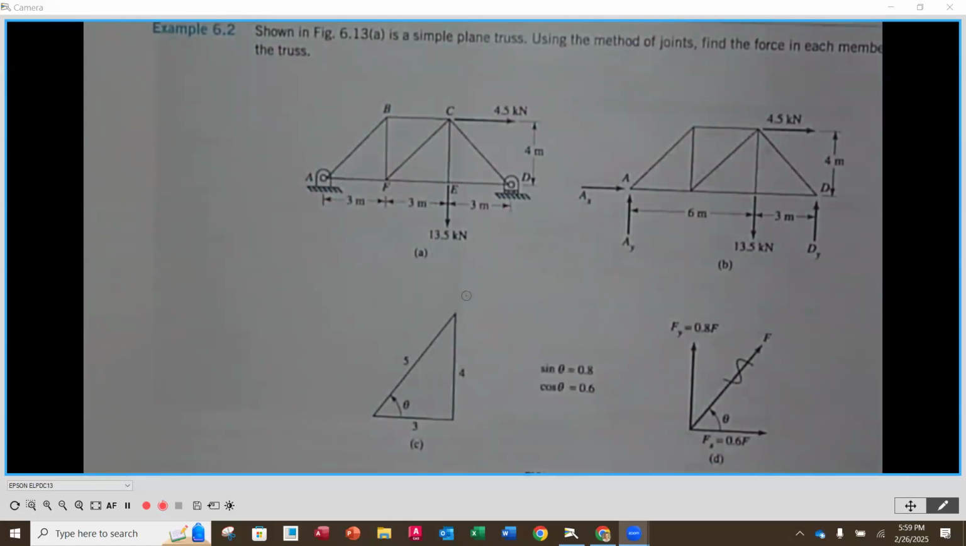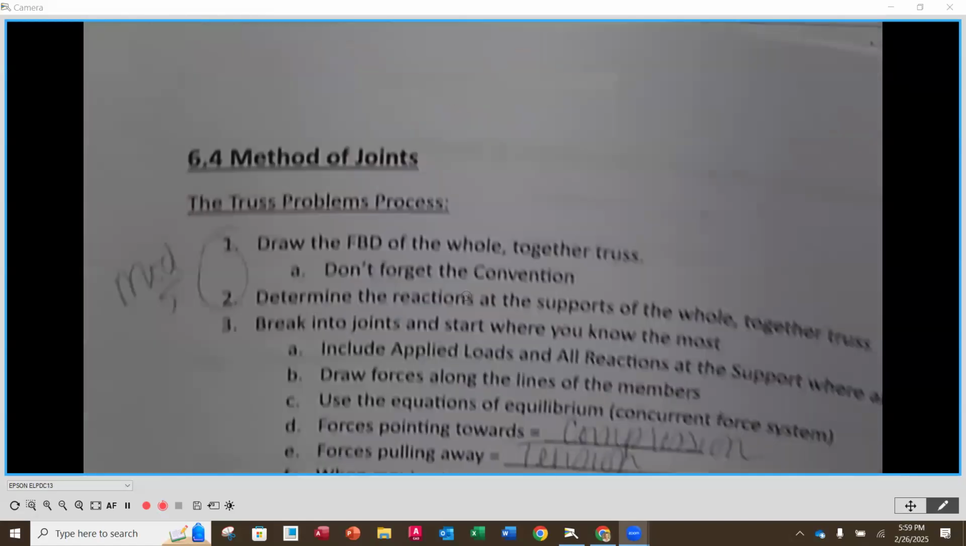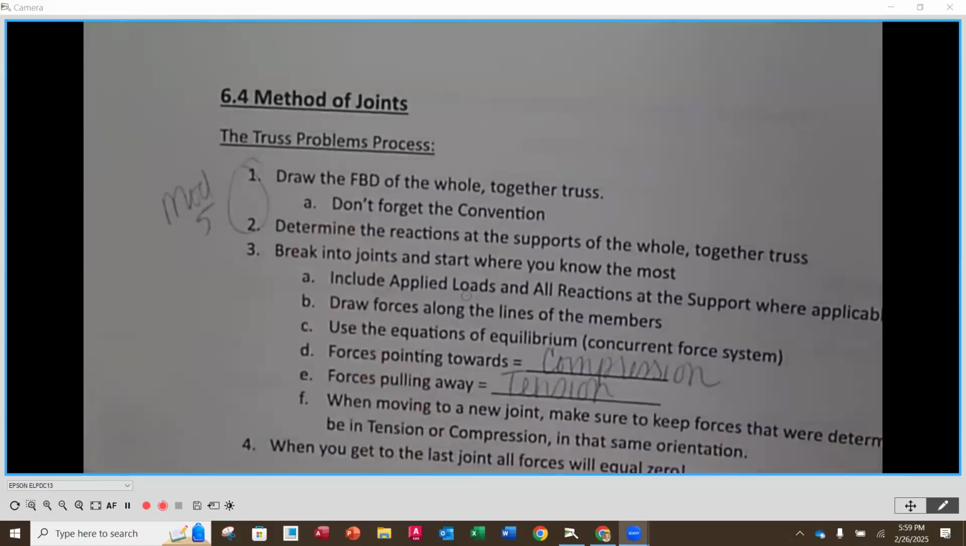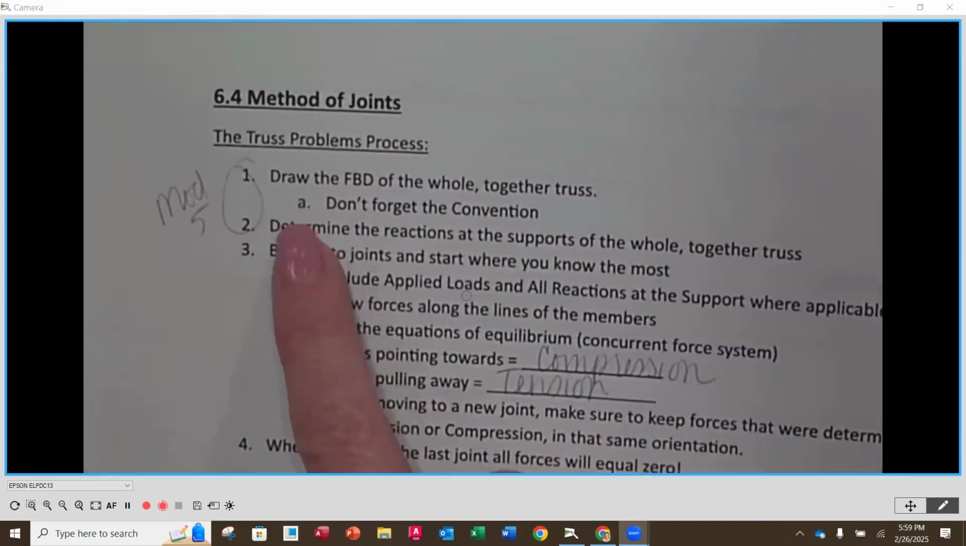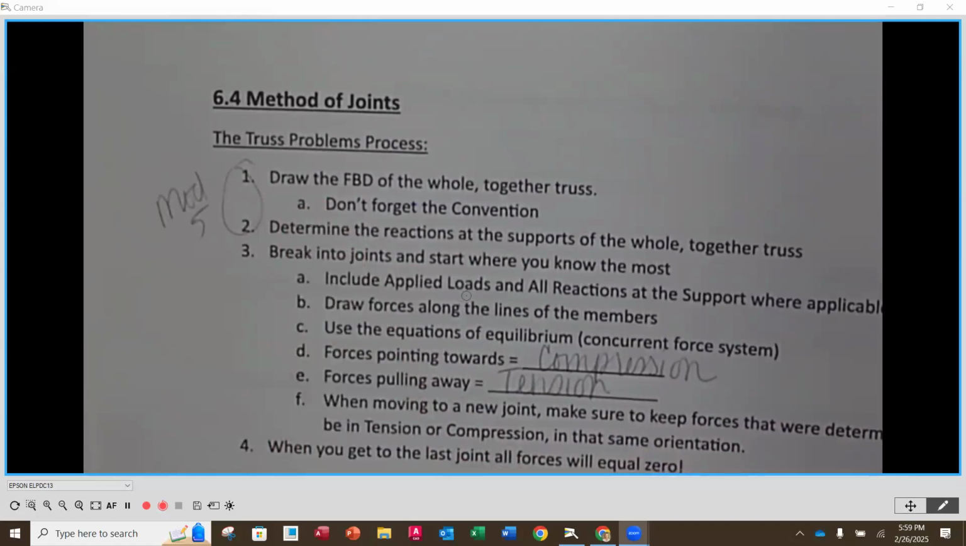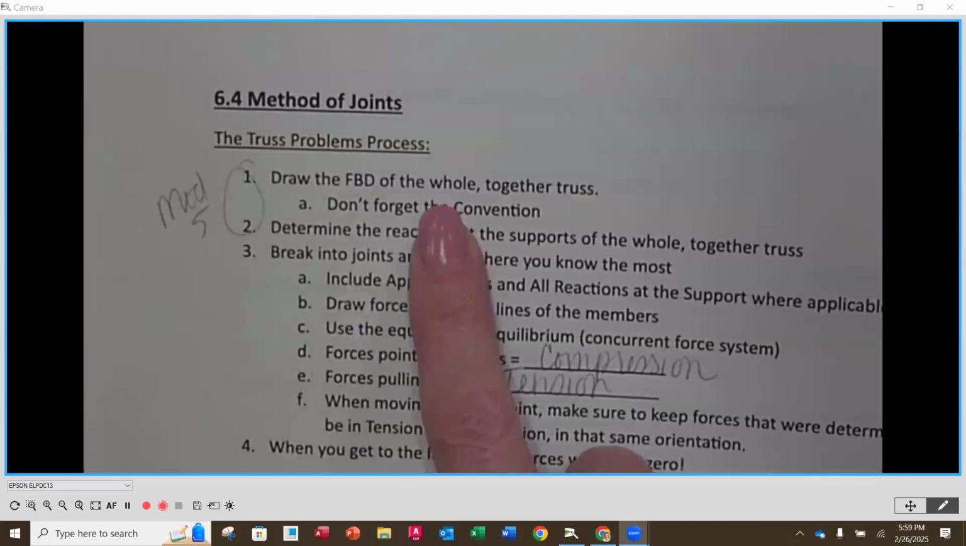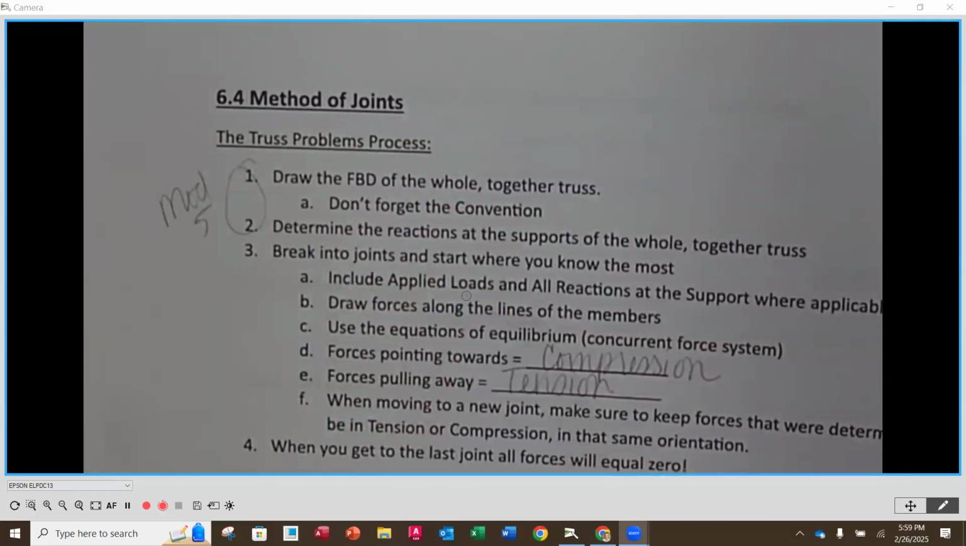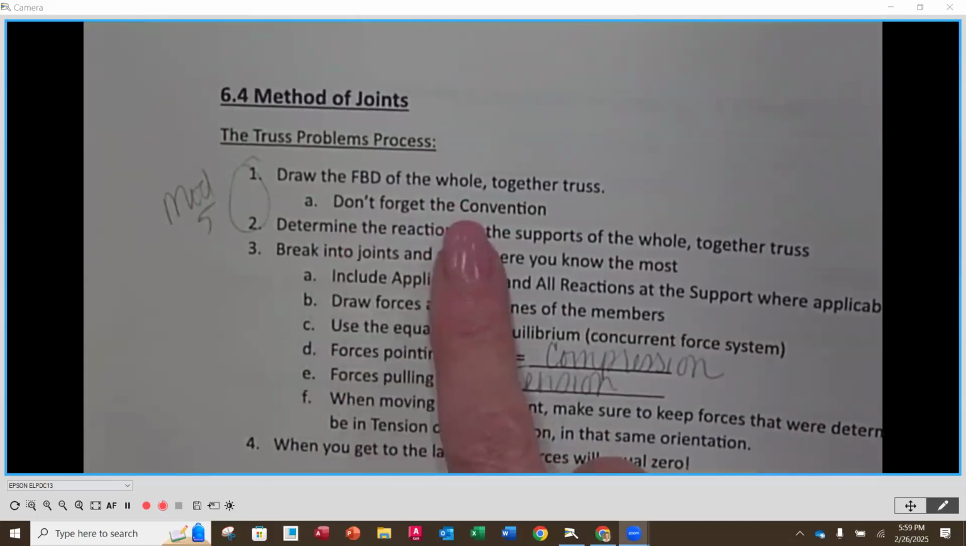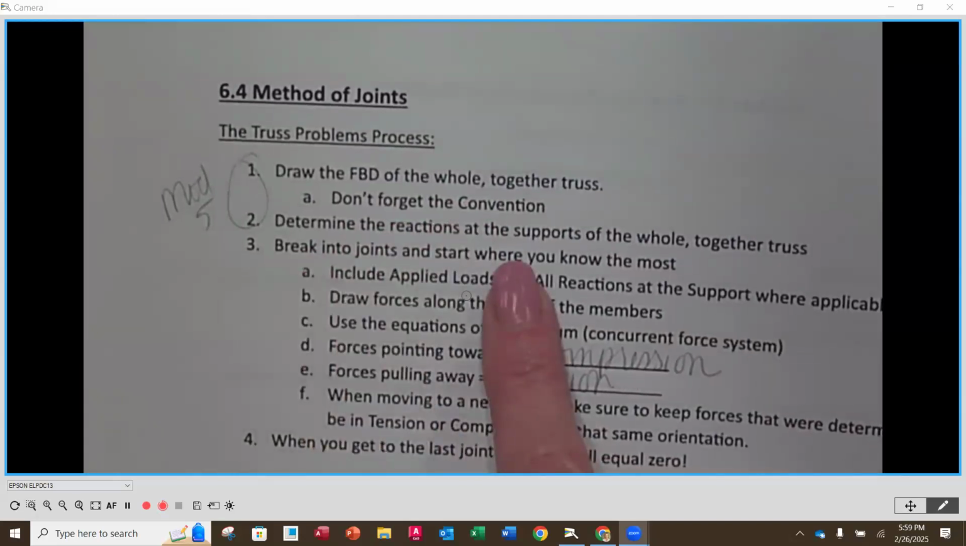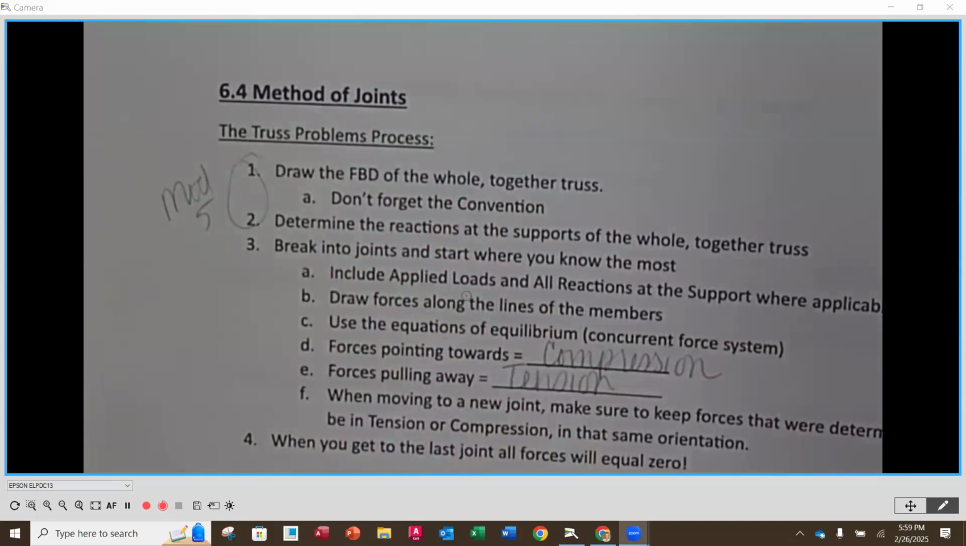Now, as we look at solving these problems, again, there is a process that we go through, and that's why I have this here. The first 2 are going to be module 5 stuff, so this should be very fresh and familiar to us. We're going to draw a free body diagram of the whole truss together. Don't forget your convention, and we're going to determine the reactions at the supports as this truss is together.